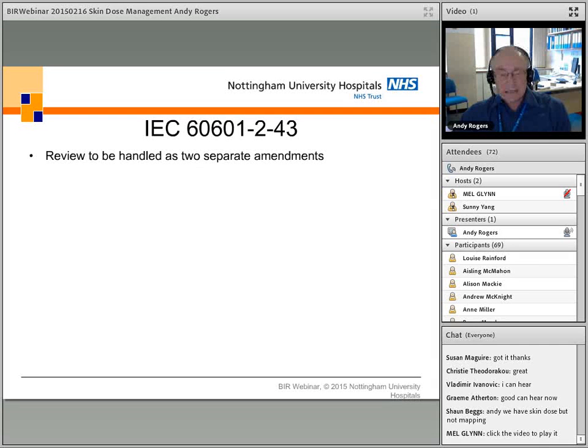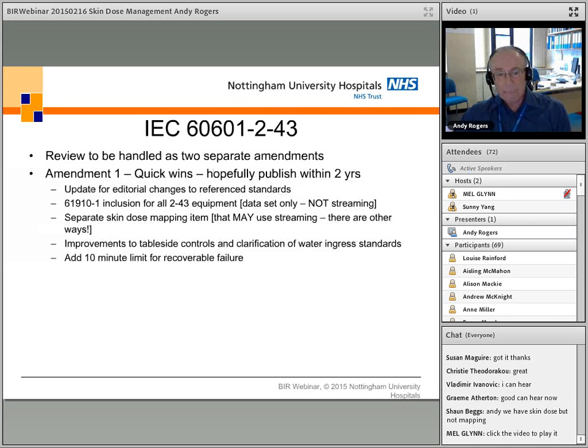What's been agreed, and this is out for consultation with all national committees at the moment, is that we'll handle the review as two separate amendments. The first one will be a quickie, which will hopefully come out within 2 years, assuming that all the countries agree to this. There will be some editorial changes. We will include the data set from the dose standard, the technical dose recording standard, but not mandate streaming, because some manufacturers felt that for mobile C-arm, this was OTT.